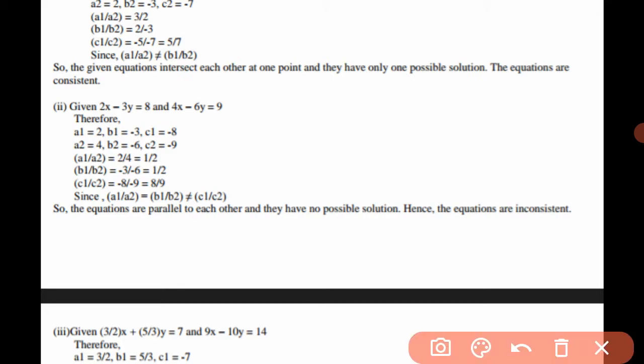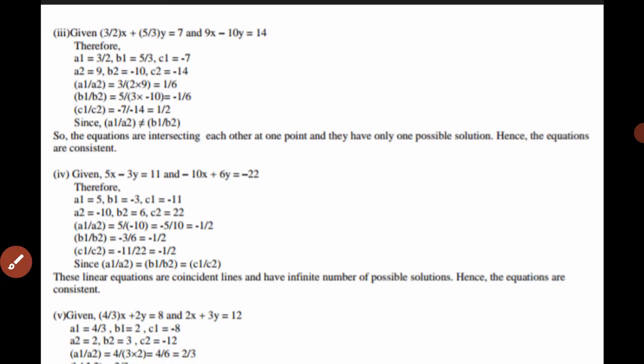So here also we can find the value of a1/a2, b1/b2 and c1/c2. So from here a1/a2 equals b1/b2 not equal to c1/c2. So here the solution is no solution, and when there is no solution, the equations are inconsistent. So in this case the equation will be inconsistent.